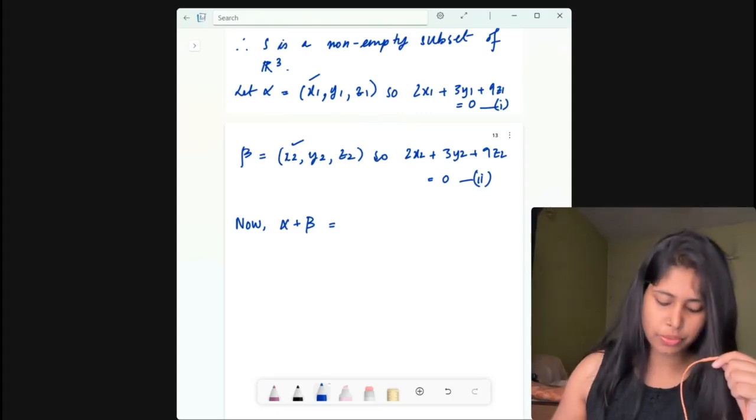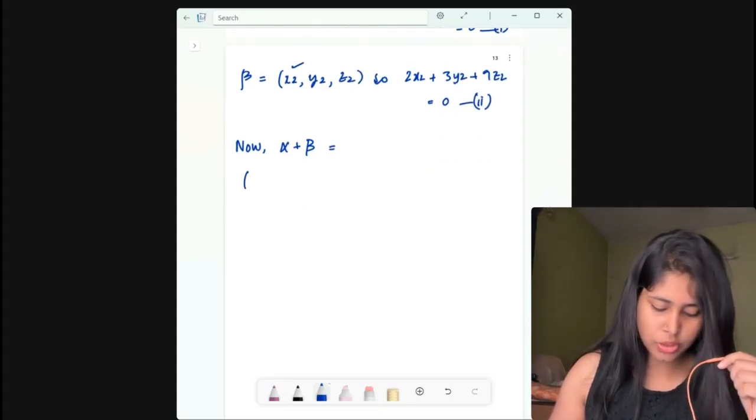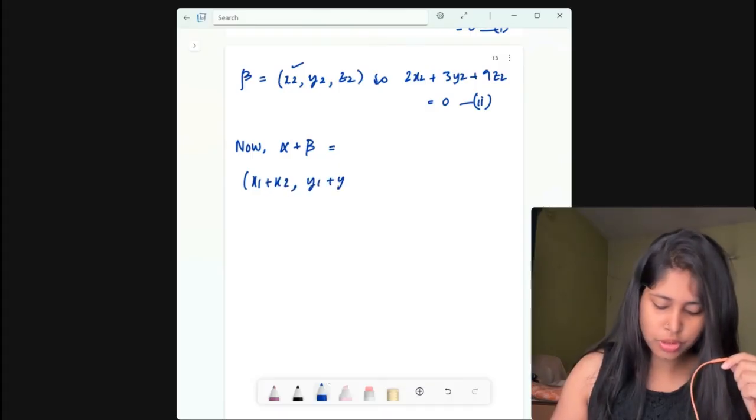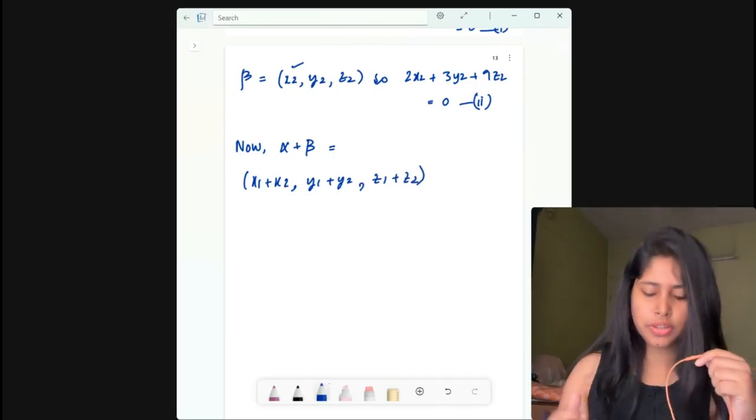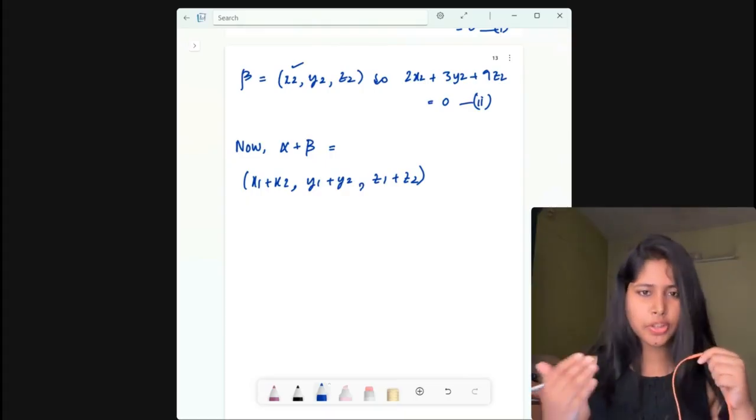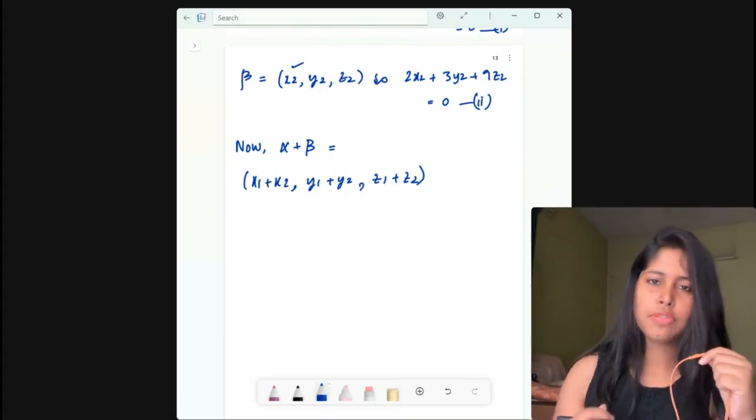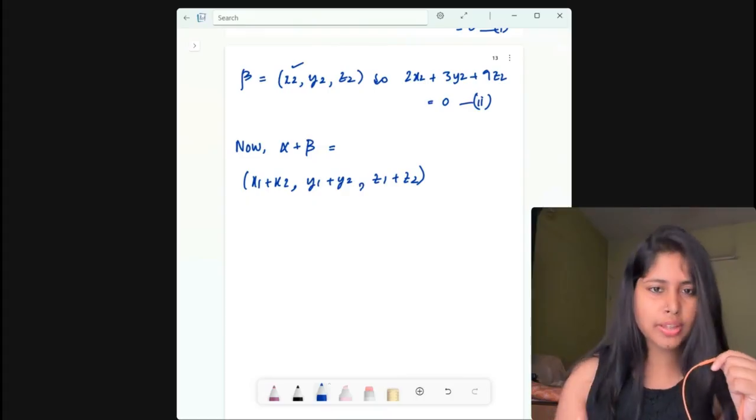All right. Now let me write it. x1 plus x2, comma, y1 plus y2, comma, z1 plus z2. This is our condition, right? This is our statement which we get. These are our terms which we get by adding these two vectors. Now see, after we get this vector, we have to check the condition also.